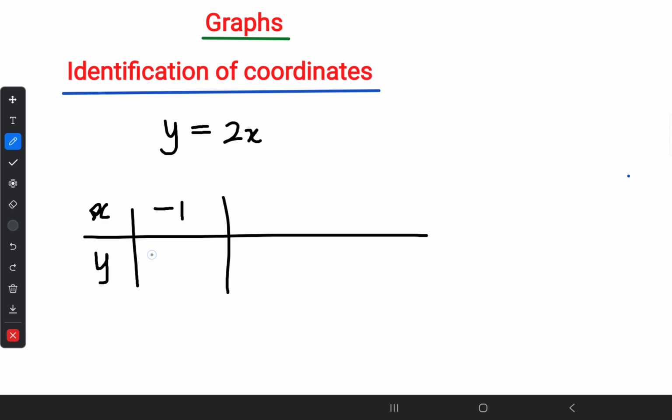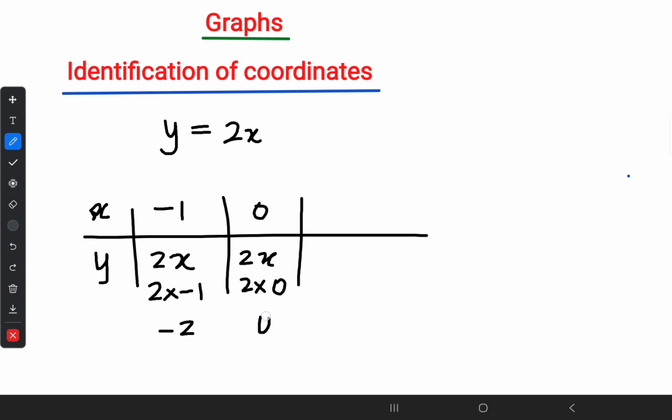We know y is equal to 2 times x. Since we know the x value at this point as -1, instead of x, substitute -1. 2 times -1 would be -2. Likewise, next point, when x is 0, what would be the y value? 2 times x, so 2 should be multiplied with 0. It will produce 0. 0 multiplied with any number will give you 0. Then the next point is +1. 2 times x, so 2 multiplied with +1 will give you +2.